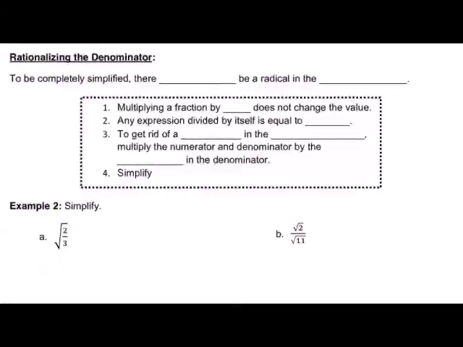To completely simplify a radical, there cannot be a radical in the denominator. So to get rid of a radical in the denominator, we do what is called rationalizing the denominator. We need to multiply the fraction by 1 because we know that that does not change the value. Now, any expression divided by itself is equal to 1. So we know that 3 divided by 3, or 3 over 3, is 1. So we can multiply something by 3 over 3, and it's not going to change it at all.